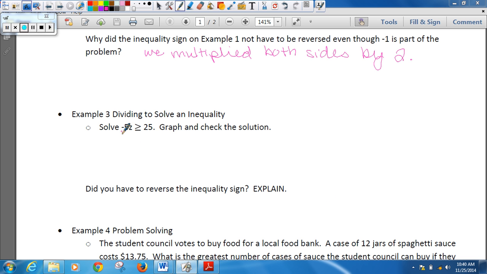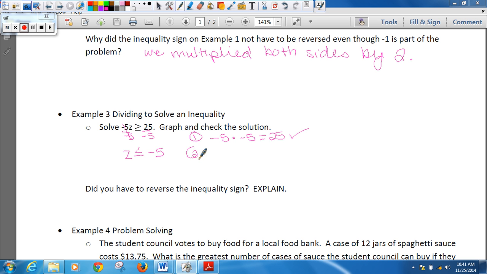Example number 3, remember the same holds true for dividing. So if you divide by a negative number, you also have to reverse the sign. So on this first one, we are going to divide by a negative 5. Since we are dividing by a negative 5, we need to reverse the sign. So z, reverse the sign, is less than or equal to negative 5. If I check my solution, negative 5 times negative 5 is equal to 25. That's correct, it checks out.